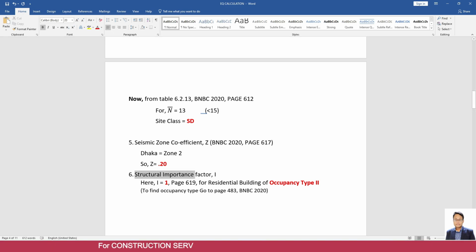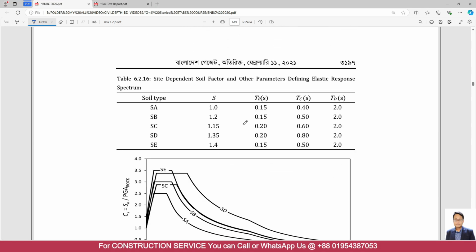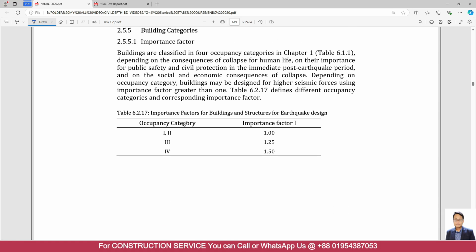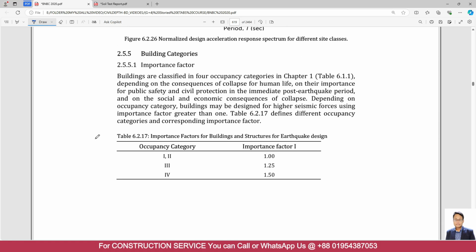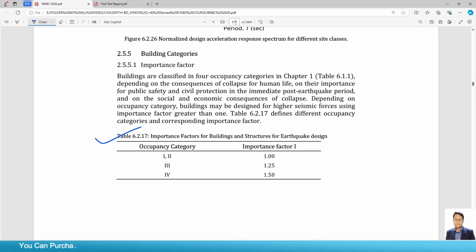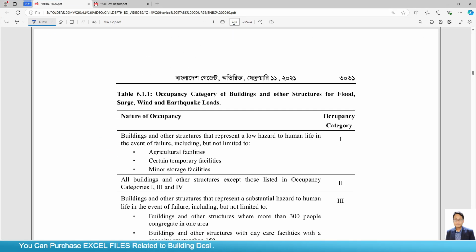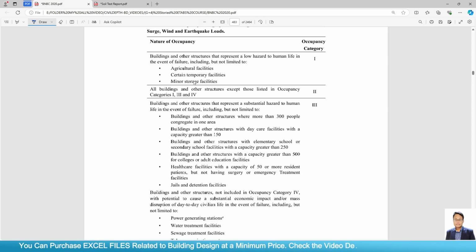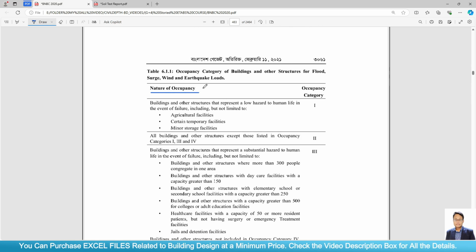Now we have to determine the structural importance factor I. So let's go to page number 619. Okay, before finding the importance factor, we have to go to page number 483 actually. From here we have to take a decision about the nature of occupancy. After determining the nature of occupancy, we can find out the occupancy category.